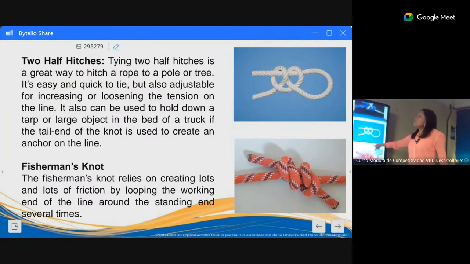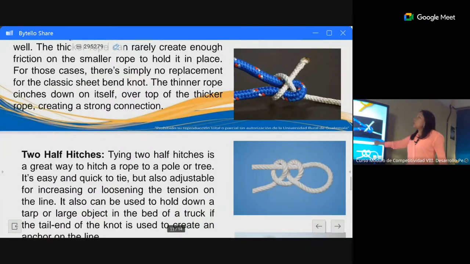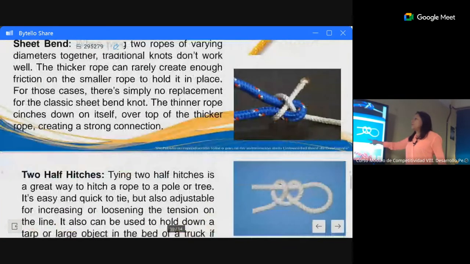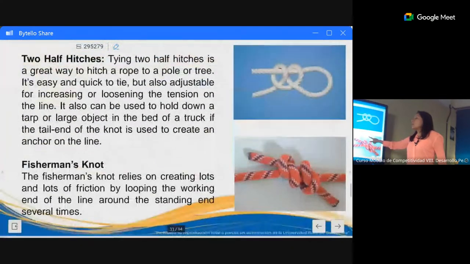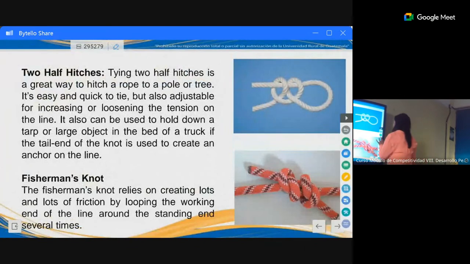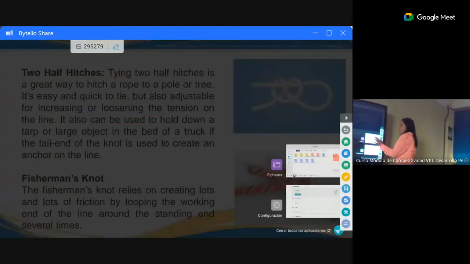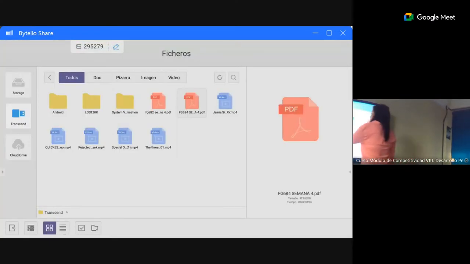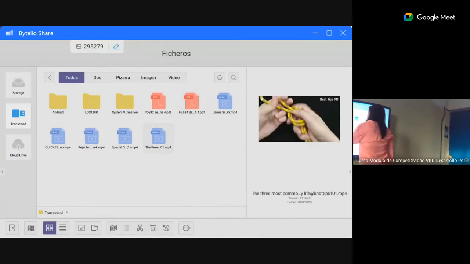So, before I continue, I'm going to show you a short video where they show how to make three types of knots, okay? Yes, here, I want you to please pay attention.